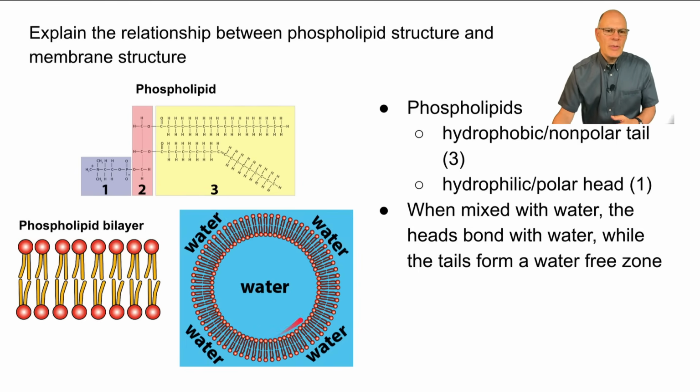And so if you think about that arranged in a kind of spherical way, you wind up having a structure that is a bilayer, two layers of phospholipids, and that's the structural framework of cell membranes. We'll talk much more about that when we do Unit 2.